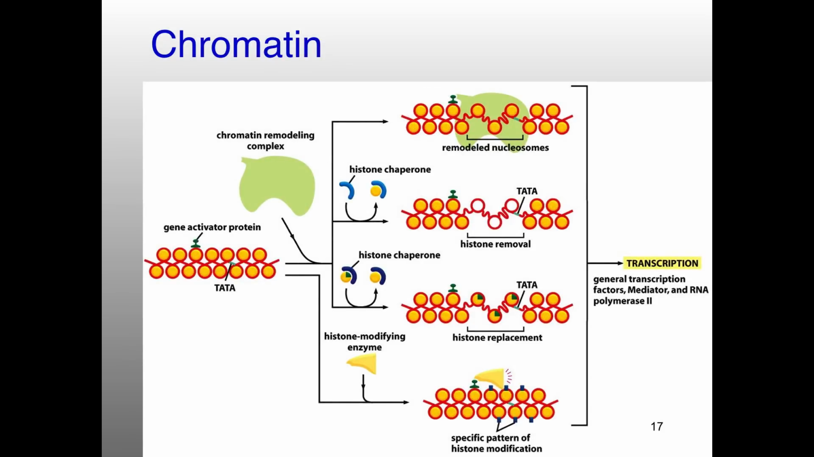These will move the nucleosomes along the DNA in such a way to either block the TATA box, where you can't then get the pre-initiation complex to associate, or open it up so you can have the pre-initiation complex associate with it. And so chromatin remodeling complex, again, moving stuff back and forth.